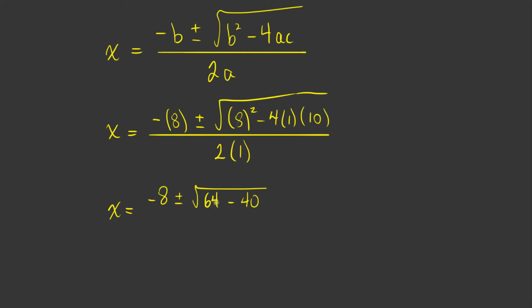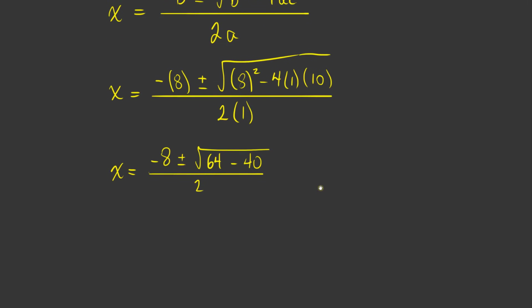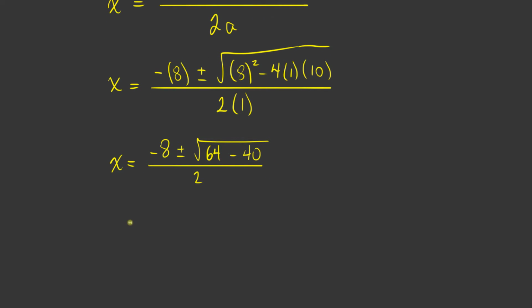So 8 squared is 64. This is pretty easy, right? 4 times 10 is 40. And 2 times 1 is obviously 2. So we'll do the square root portion here. So 64 take away 40 is 24. And that's all over 2.